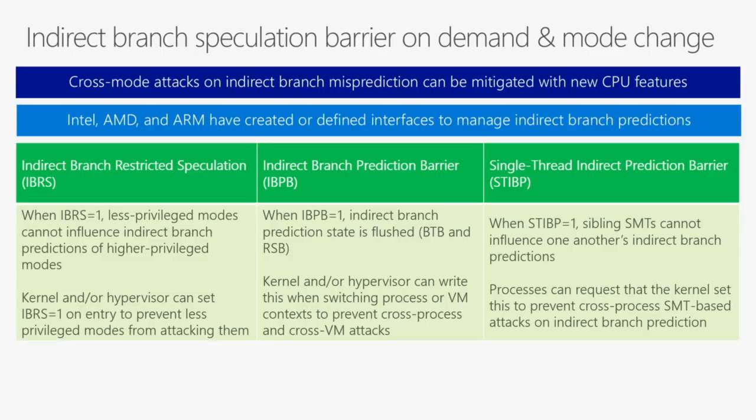The next thing we have is IBPB, which essentially allows us to flush the prediction state, and this can be used when switching between different hypervisor contexts, for example, to prevent different contexts from poisoning each other's prediction state. Finally, we have STIBP, where a certain prediction state is shared among two sibling hyperthreads on a single core. When we set STIBP to one, it offers the guarantee that sibling hyperthreads won't be able to poison each other's branch prediction state. All supported versions of Windows Client make use of these by default.